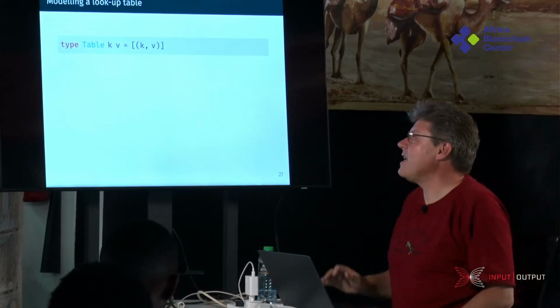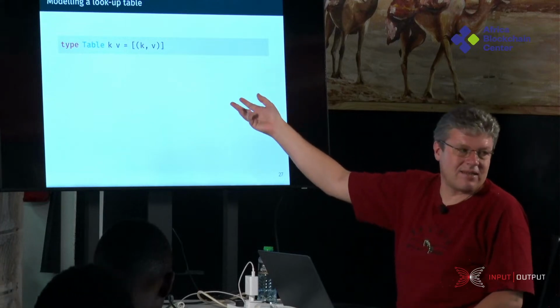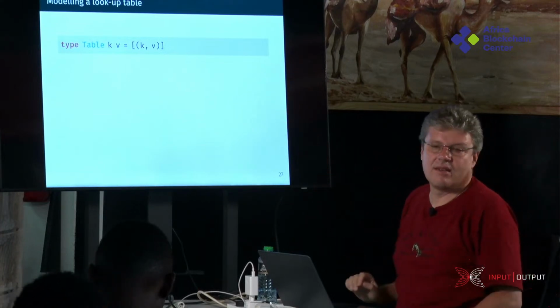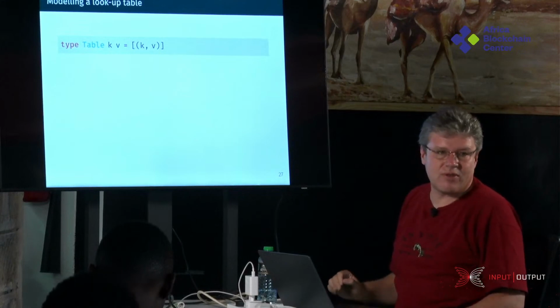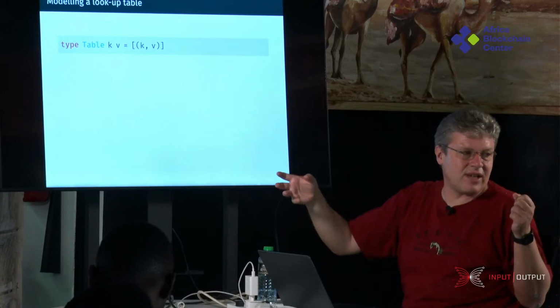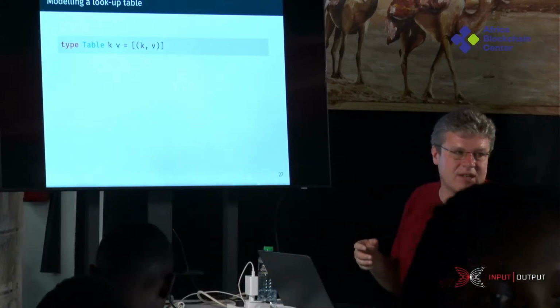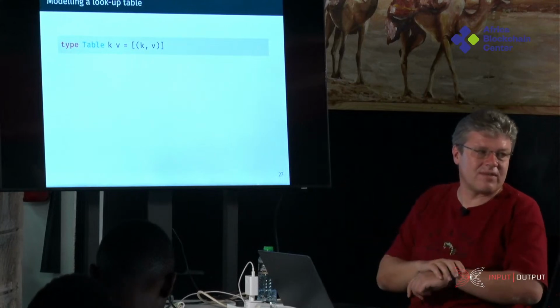Right. So the idea is to model a simple lookup table just as a list of key value pairs, which of course is very inefficient for long tables because you always have to go through all the entries until you find the one you're looking for. And of course, Haskell provides much more efficient data structures for this.